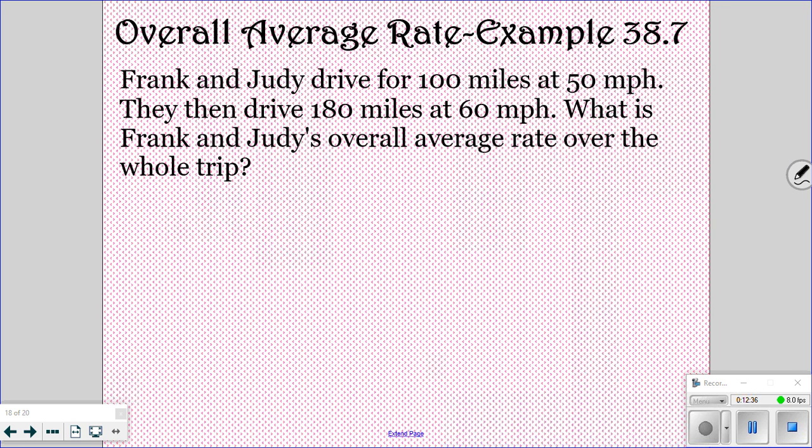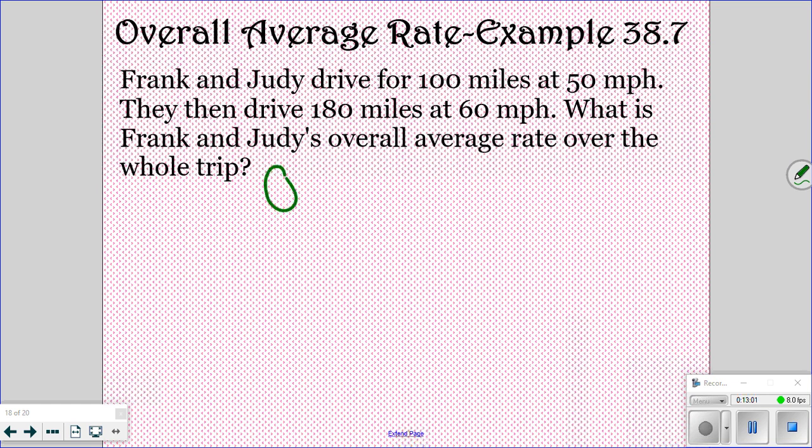It tells us Frank and Judy drive for 100 miles at 50 miles per hour. Then they drive for 180 miles at 60 miles per hour. What is the overall average rate? So it's not just going to be 55, because it's a weighted average, because they went longer at 60 miles per hour. So that means that it's going to be closer to 60 than 50, because they went at 60 miles per hour for an extra 80 miles.